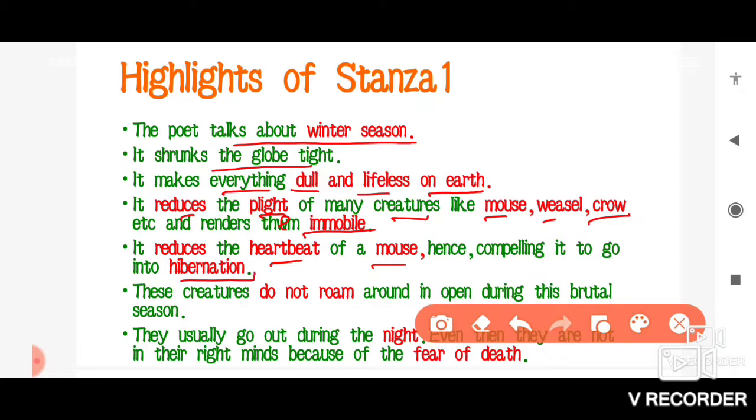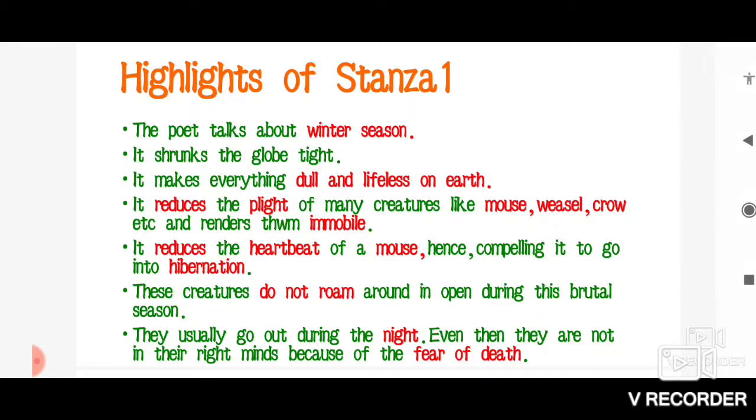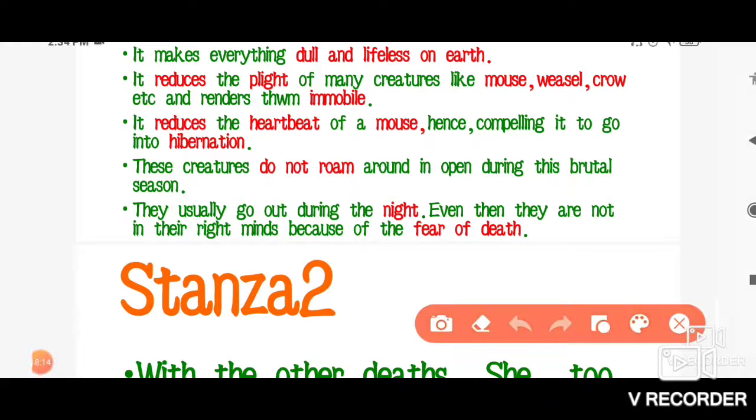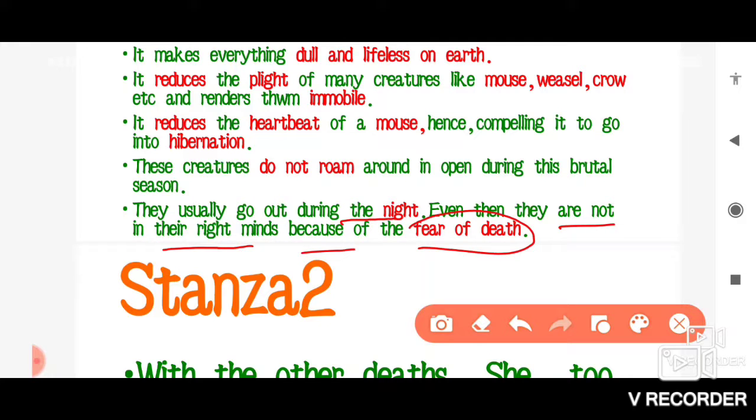ये मैंने पहले ही आपको बोला कि ये माउस की हार्टबीट भी रिड्यूस करता है and with its reduced heartbeat, mouse goes into hibernation. These creatures do not roam around in the open during this brutal season, isn't it? They are rendered immobile. उनकी movement वैसी नहीं होती जैसी होनी चाहिए या जैसी होती है summer season में. After that, they usually go out during the night. Even then, they are not in their right minds. क्यों? Because of the fear of death, which will be caused to them by this winter season, by this brutal cold. I hope the first stanza is understood.